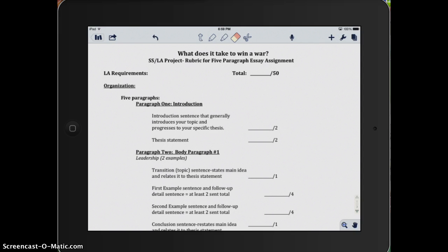The two things that they're looking for are an introduction sentence that generally introduces the topic and then progresses to the specific thesis statement, basically giving us all the background we need. And the second thing is a thesis statement. So let's go to the essay and see if this person has got these two things.